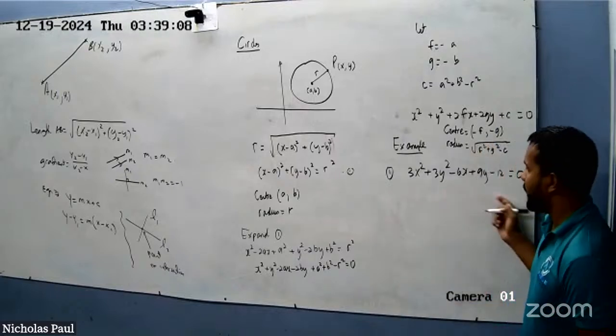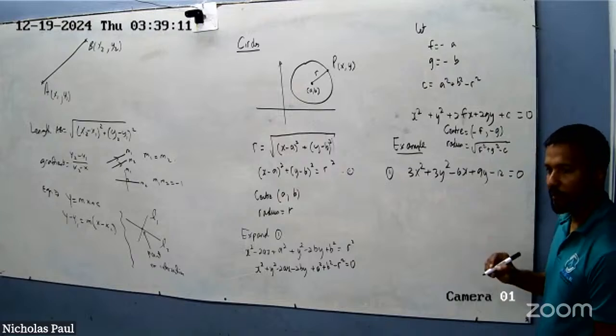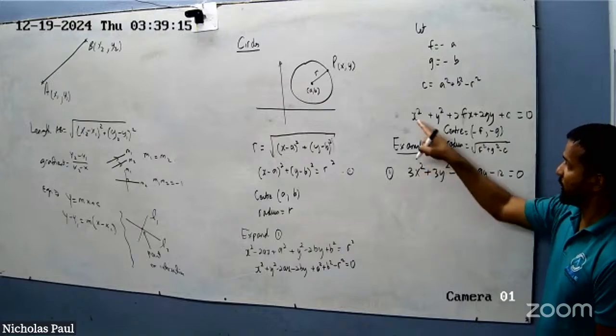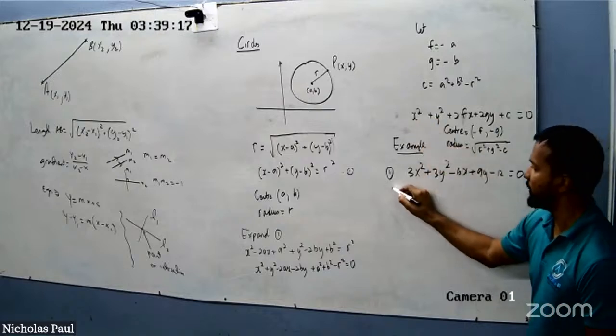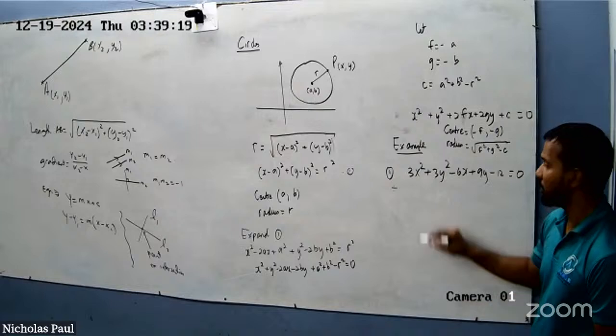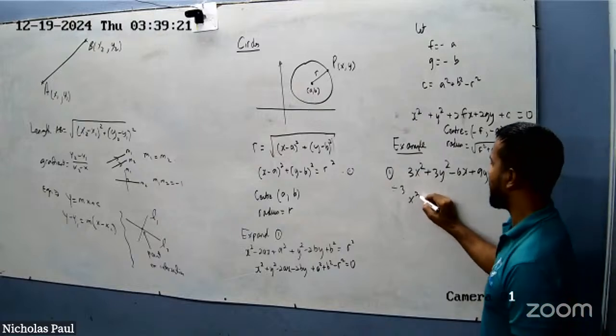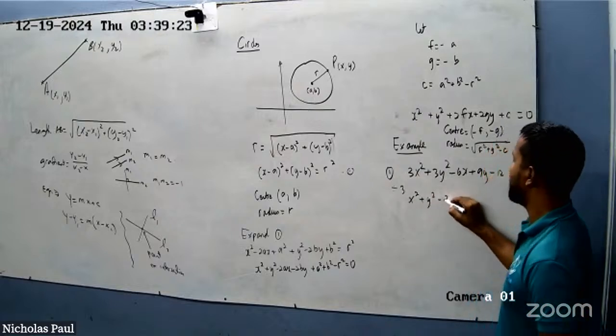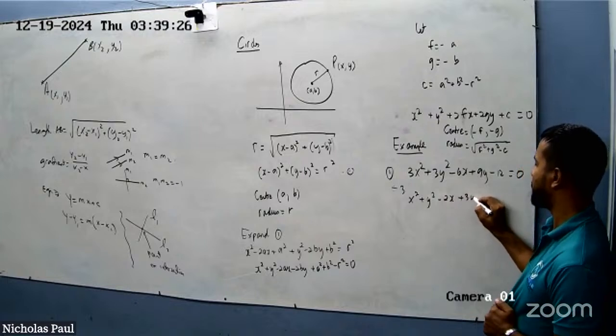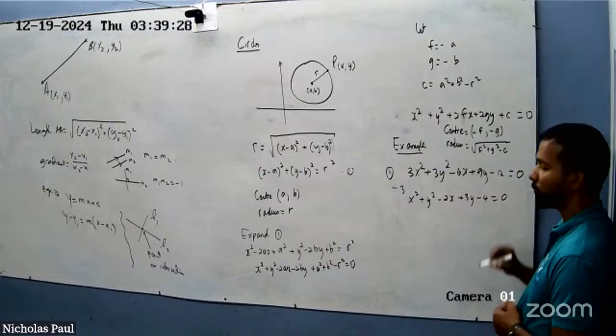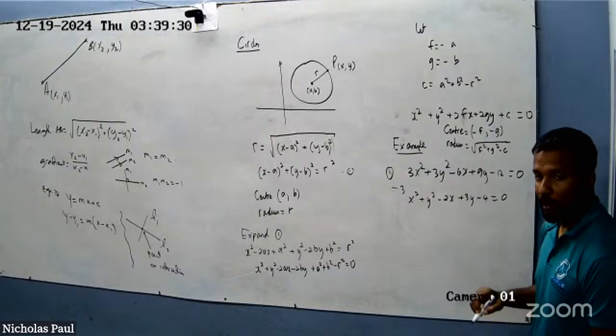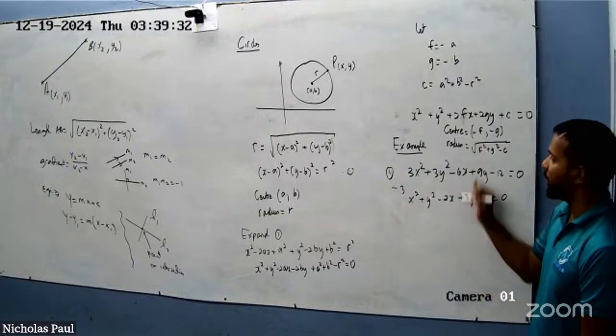Right, so before working this out, the first thing you have to do is what? What's the first thing I do? Coefficient should be 1, right? So the first thing you do is divide by 3. So you'll get x squared plus y squared minus 2x plus 3y minus 4 is 0. Right? When you divide everything by 3, now you can read off things, right?